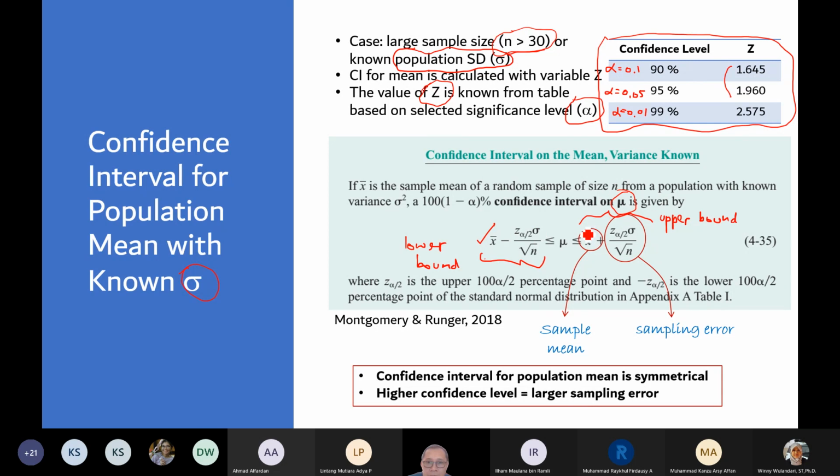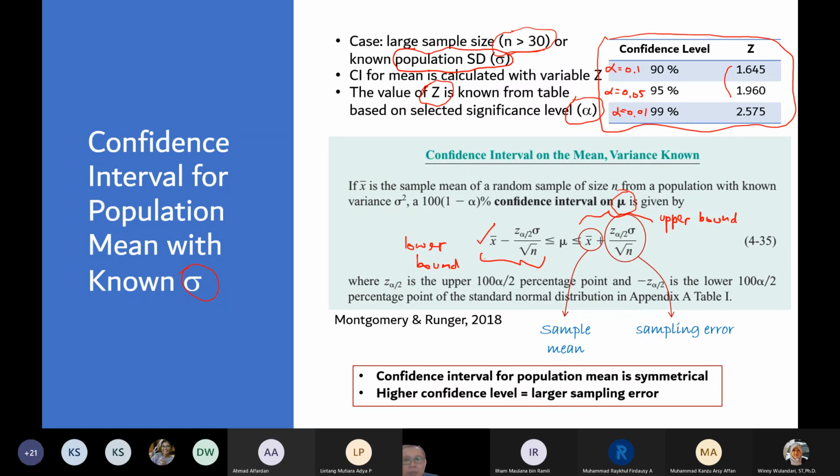And of course this is the sample mean, right? And the term next to the sample mean is called the sampling error. The sampling error is z alpha over 2 times sigma divided by the square root of n.